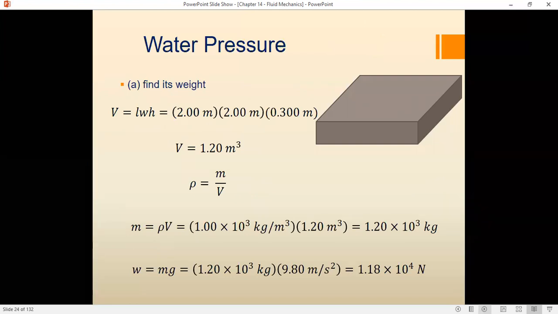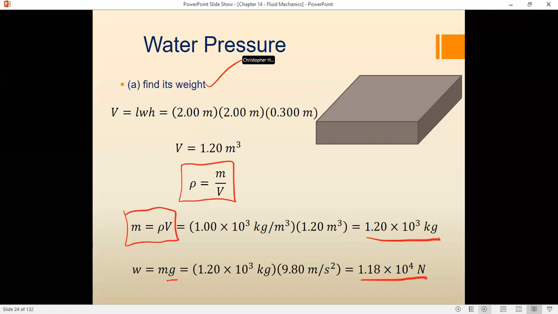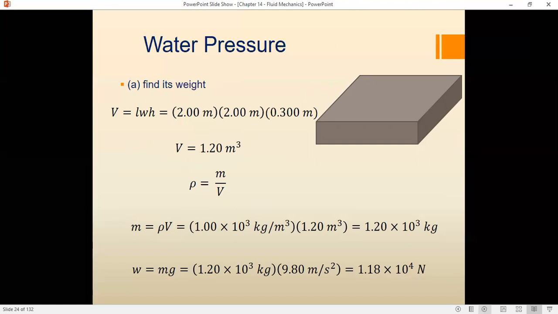Here is the volume. As I said, it's 1.2 cubic meters. There is our expression for density. We can solve for mass. All right, so 1.2 times 10 to the 3 kilograms. Multiply that by 9.8. We get 1.18 times 10 to the 4 newtons. So we did the first part. We found out the weight. All right, just remember, density is mass per volume. If you want the mass, it's density times volume.